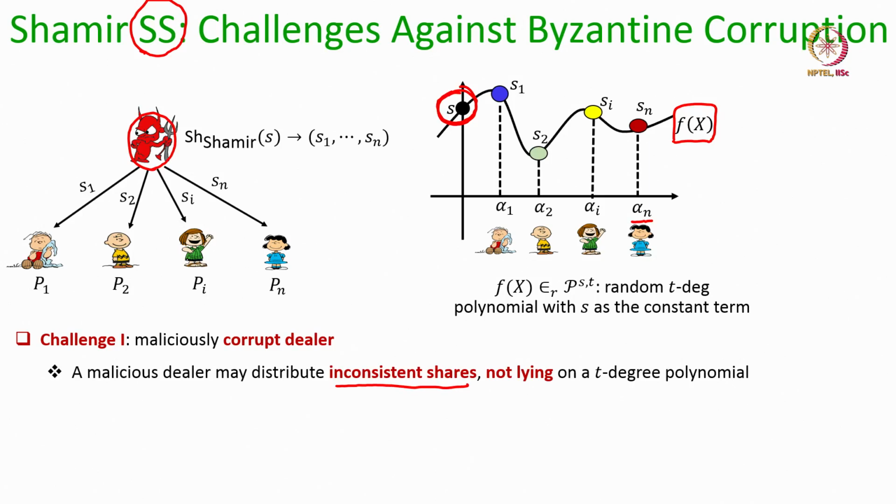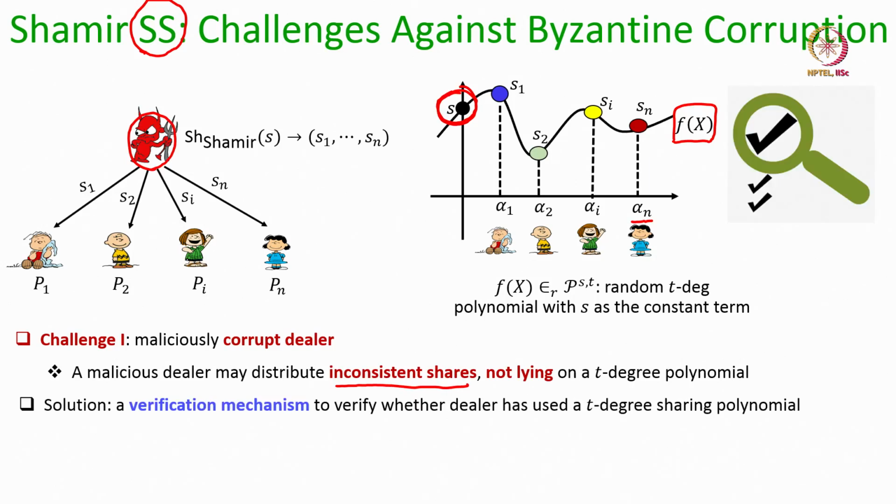That means, if we are now trying to run this Shamir secret sharing protocol in the Byzantine corruption model, then once the dealer distributes the points on the polynomial f(x), we have to incorporate a verification mechanism. The parties specifically have to incorporate a verification mechanism which should verify whether the dealer has used a single t degree sharing polynomial while computing and distributing the shares to the respective parties.